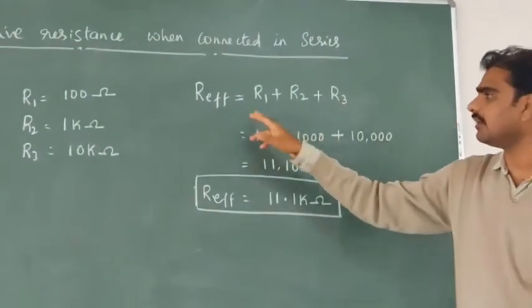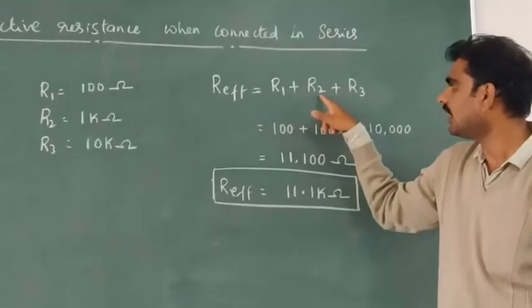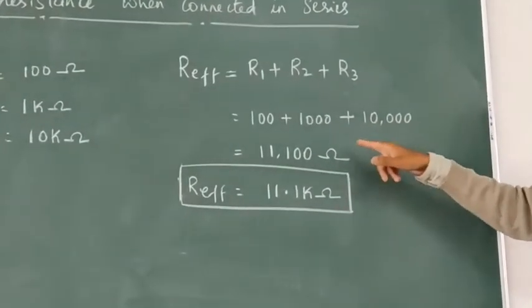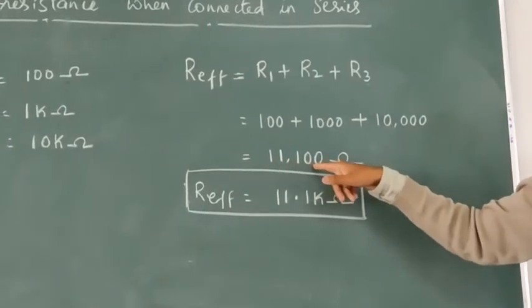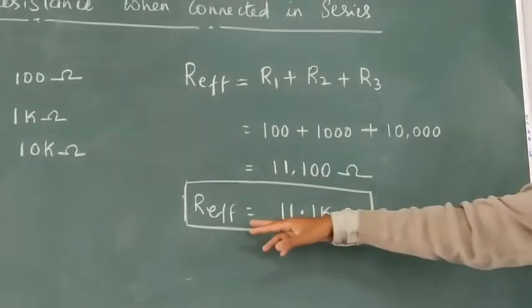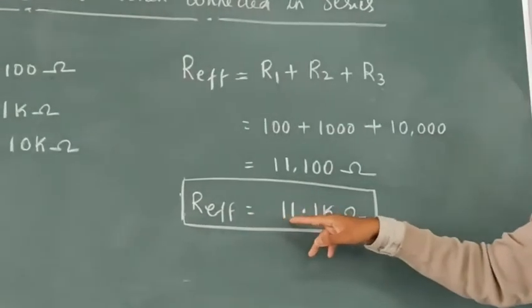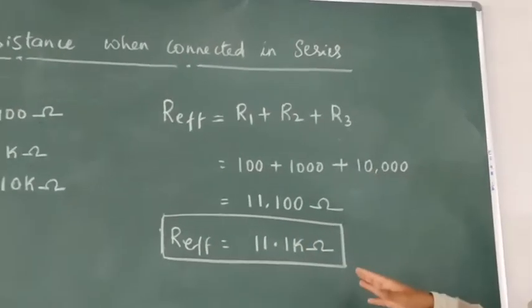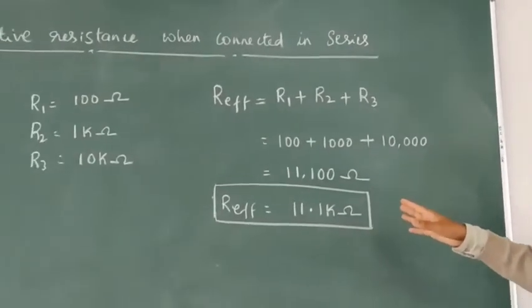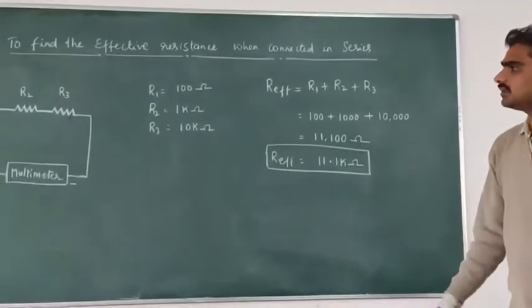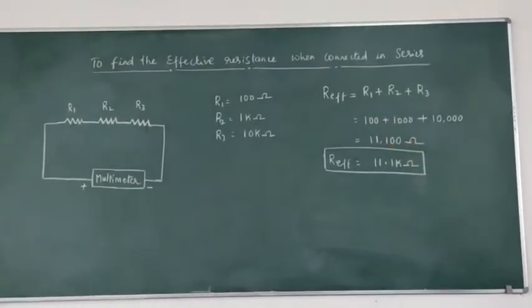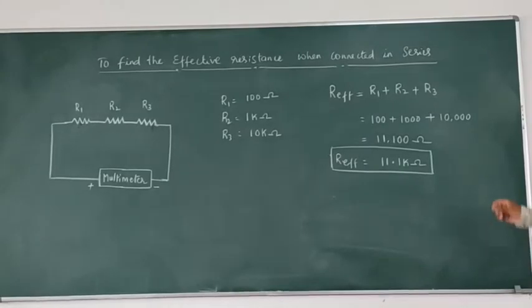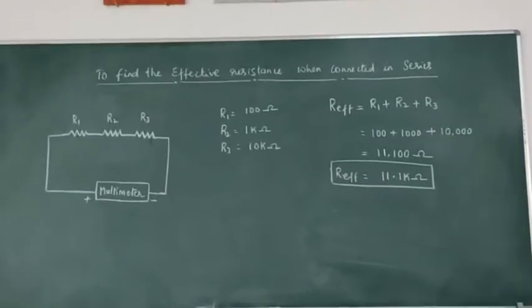Now by substituting the values, R1 is 100 ohm, R2 is 1000 ohm and R3 is 10,000 ohm, and by adding them we get 11,100 ohms, or the effective resistance can be taken as 11.1 kilo ohms. So this is the theoretical one, the circuit diagram and the procedure to calculate the value of three resistances connected in series.